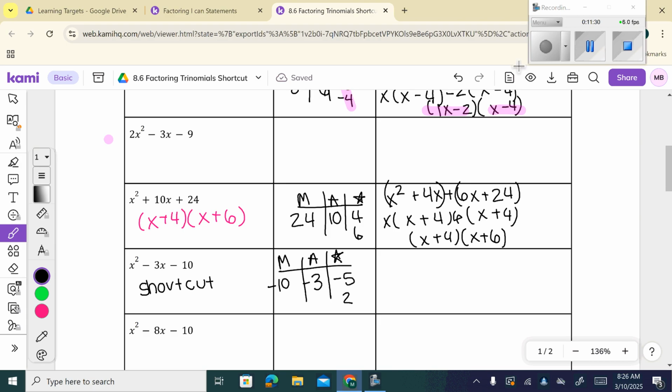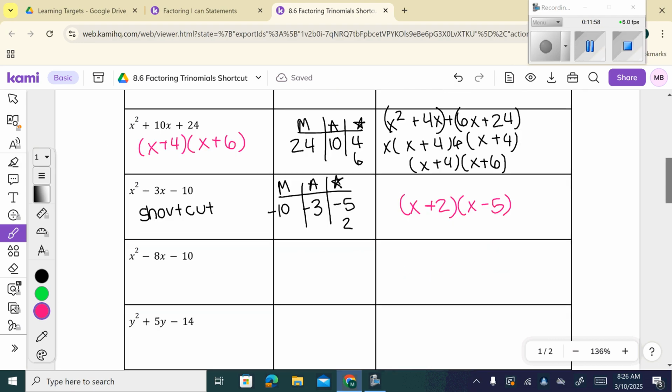Okay, can we shortcut this one, y'all? Yes. So what's my answer going to be? Yes, -2. And yes, -5. Yes or no? Yes. You get a point off. Because it's plus 2. Okay, why is it a plus 2? Because it's positive. Yes, good. So this should be an x plus 2, x minus 5. Everybody okay? Alright, the next one.